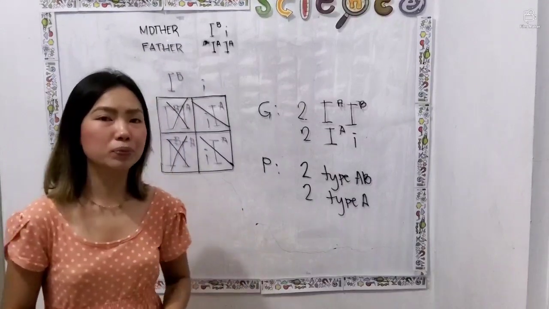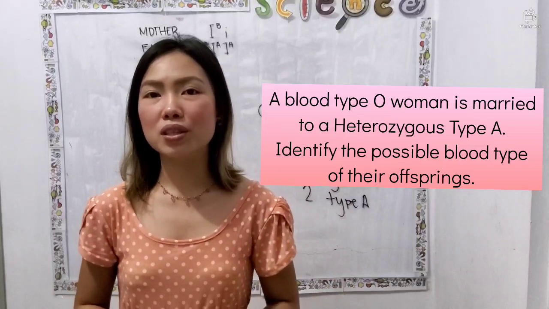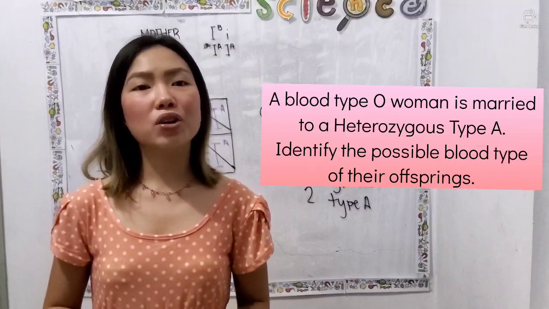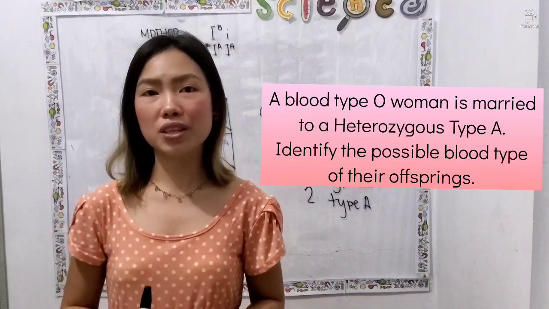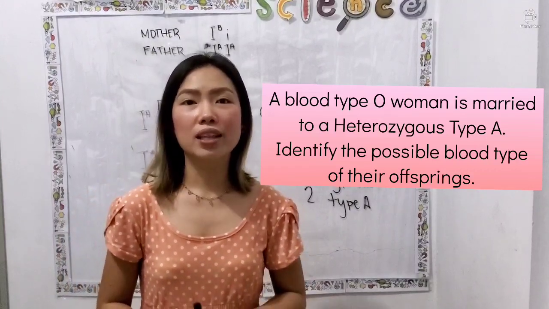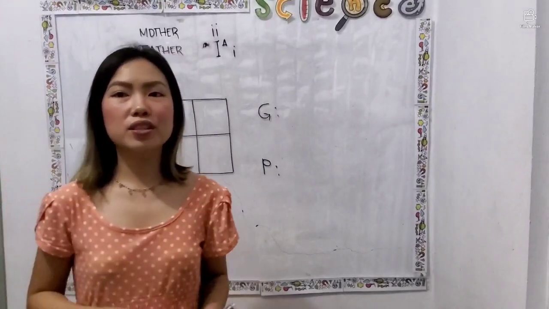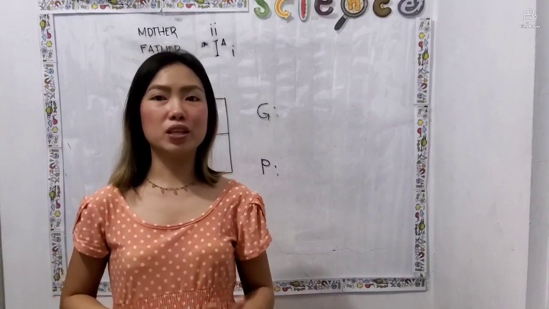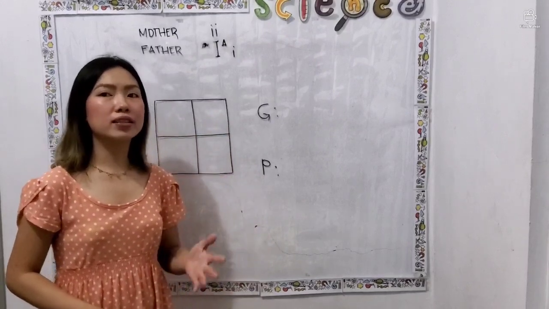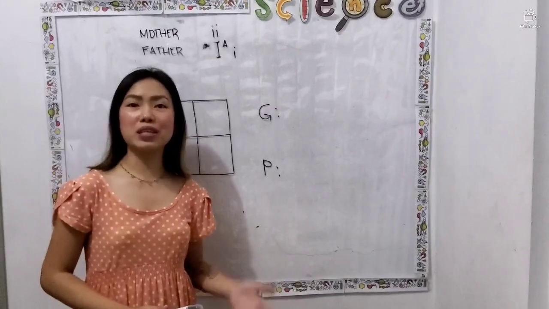Okay, another example. What if a homozygous recessive woman, type O obviously, is married to a heterozygous blood type A man? So ano naman kaya ang result na lalabas once that they have crossed? Okay, so this is our example number 2 for the multiple alleles. So what if the mother is a recessive type O married to a man that is a heterozygous blood type A? So what is now the result of their offspring's blood type?